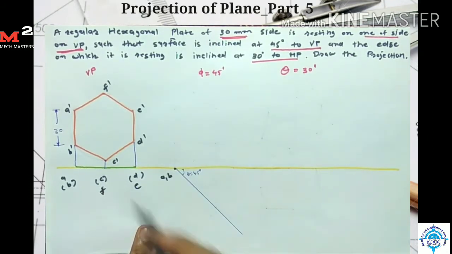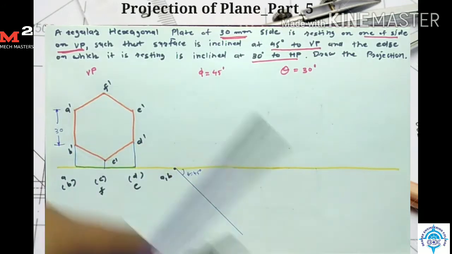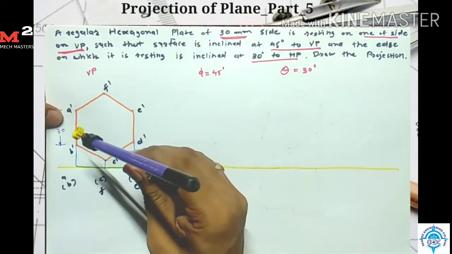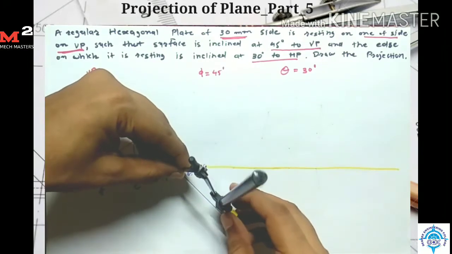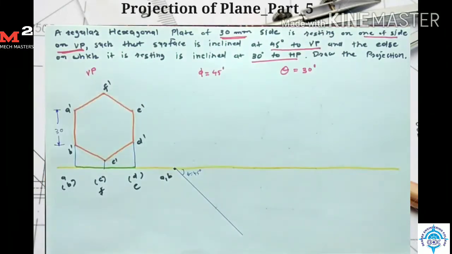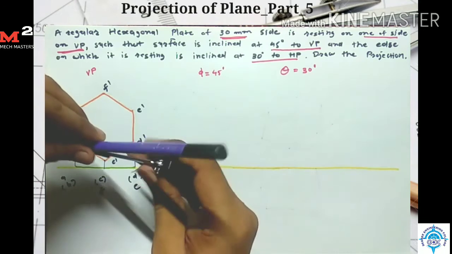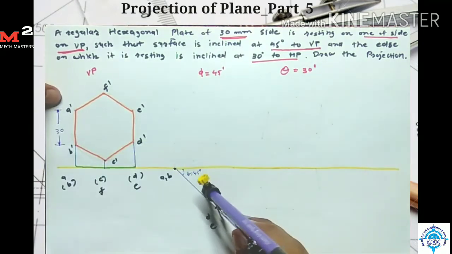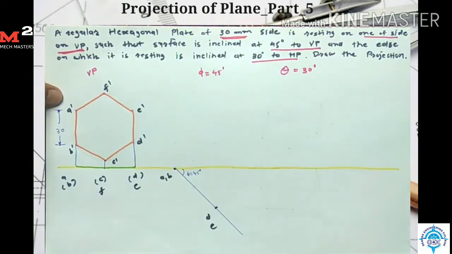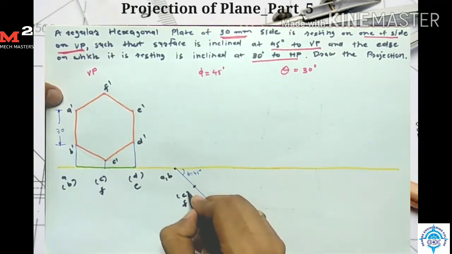Now the plane is resting on side AB, so I mark points A and B here. Now I measure this distance AD, take A as center and draw one arc which intersects here. So here I get my points D and E. Now for getting points C and F, I take this much distance C to D, and from D I draw one arc here. So here I get my points C and F.